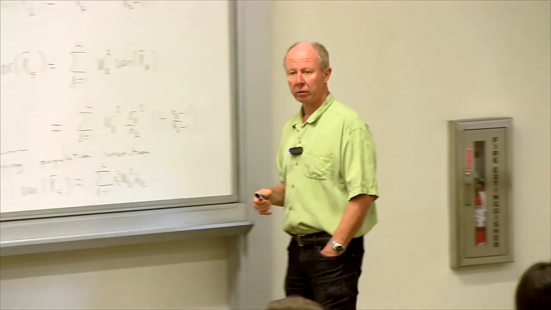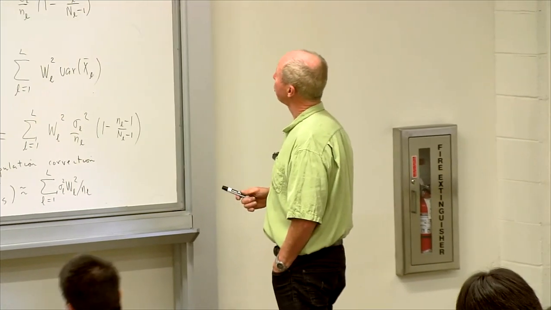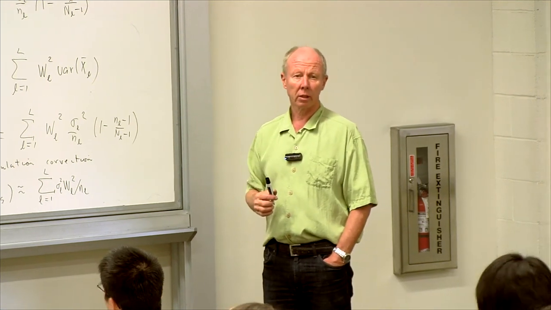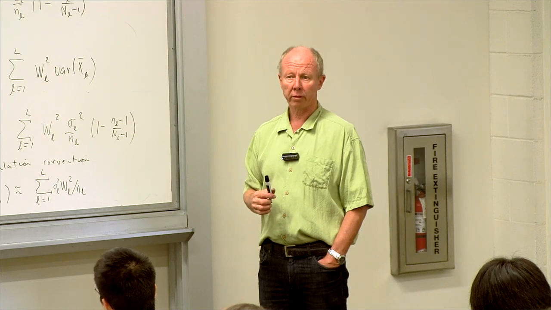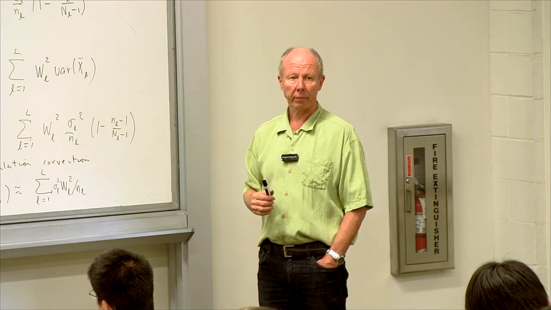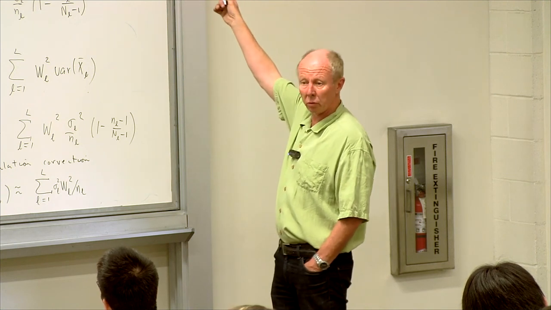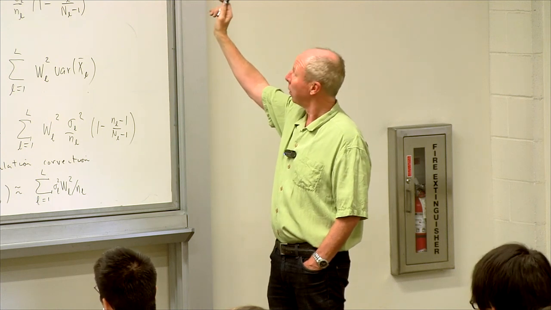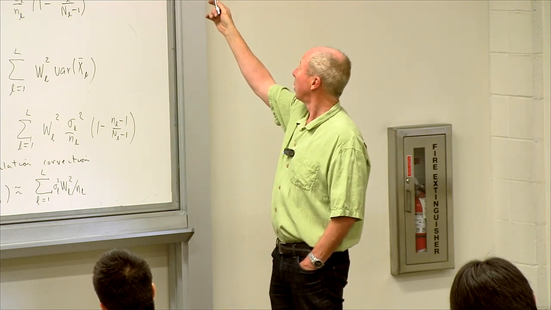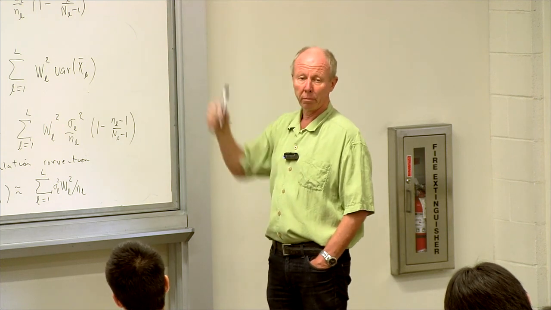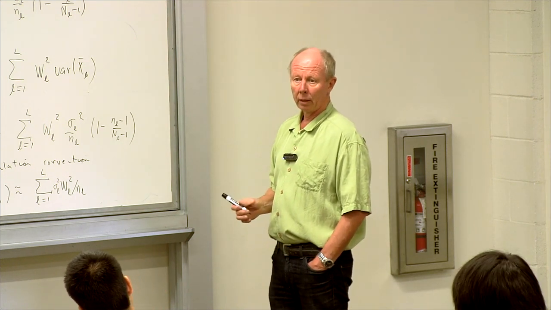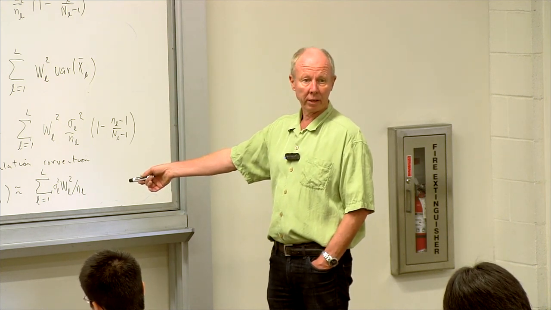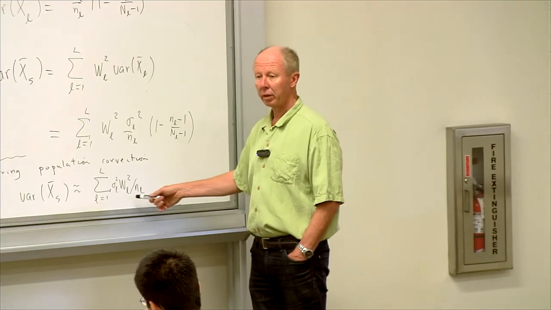Well, let's see what effect the choices have. Does the choice of N1 through NL affect whether the estimate X bar S is unbiased or not? No, the expected value of X bar S is mu. It doesn't depend on the choice of the little n's. So we don't have to worry about making the estimator X bar S biased by a peculiar choice of N1 through NL. Does it affect the variance? Yes, it does. It doesn't affect this, it doesn't affect that, but it does affect this.